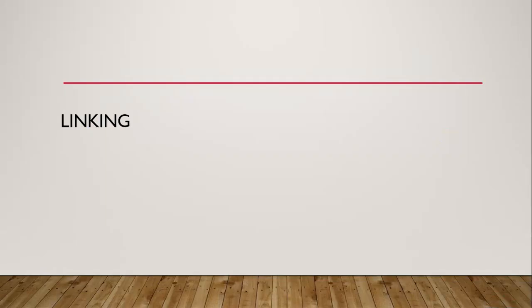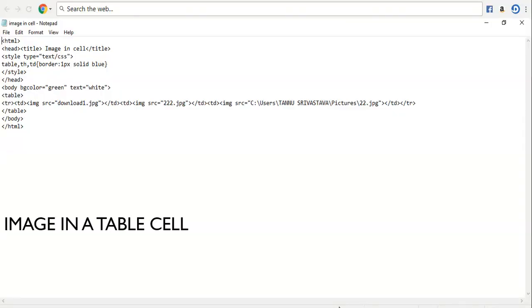Myself Tanu Srivastava and today we will see linking in HTML. Before that, we have to see how to add an image in a table. To add an image in a table, we have to use the table tag. When we use the table tag, th and td are associated with it, along with the tr.